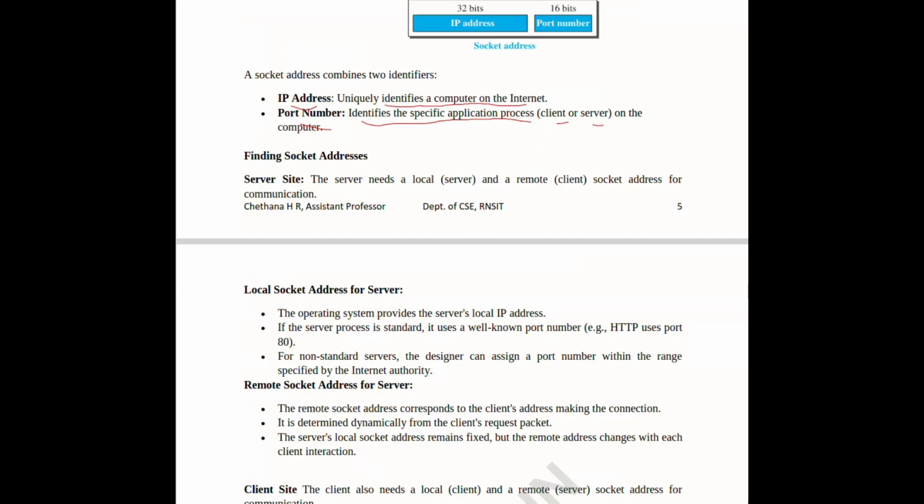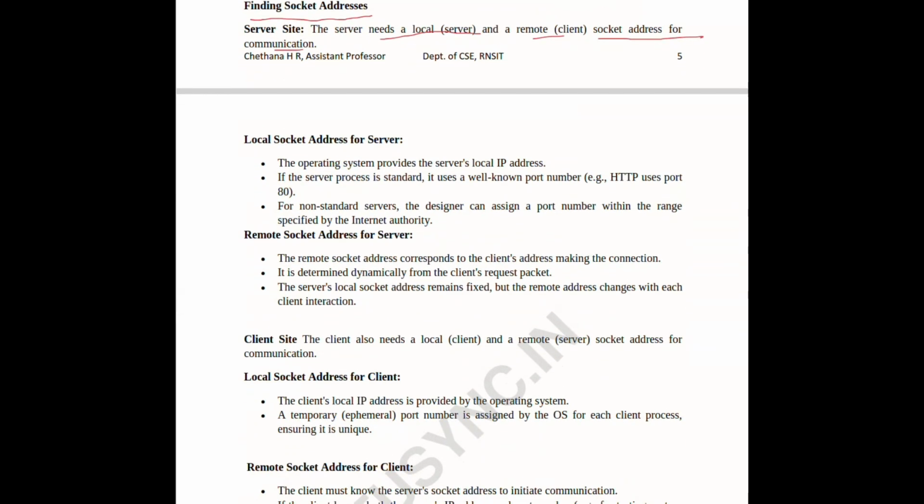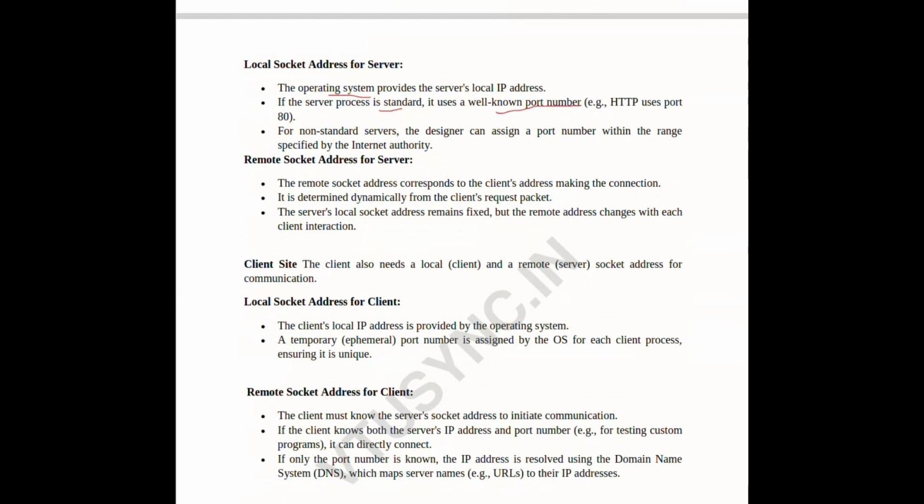Now, finding a socket address. Socket address depends on whether it is on the server side or the client side. Server needs a local, that is the server, and a remote, that is a client, socket address for communication. Now, local socket address is provided by the operating system and it is standard, and well-known port numbers are used. Remote socket address is corresponding to the client's address making the connection.